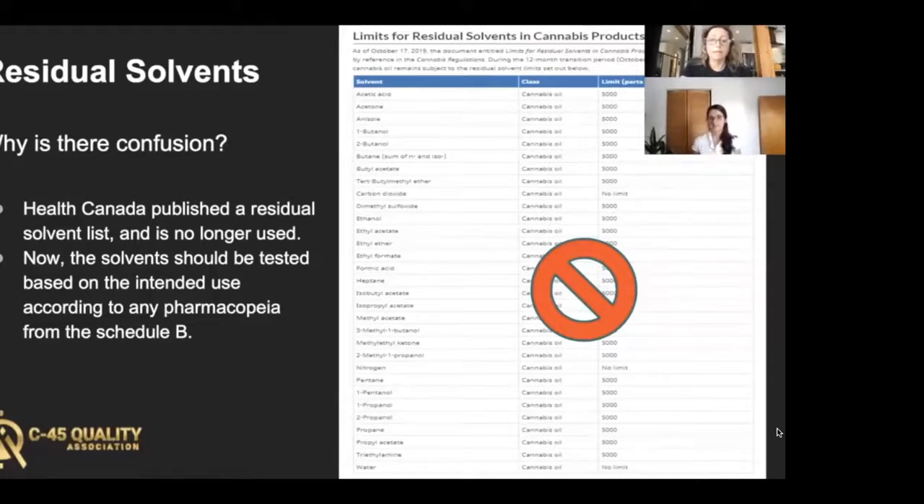And if your lab doesn't perform residual solvent testing, likely they might have a subcontractor. So still ask those important questions.